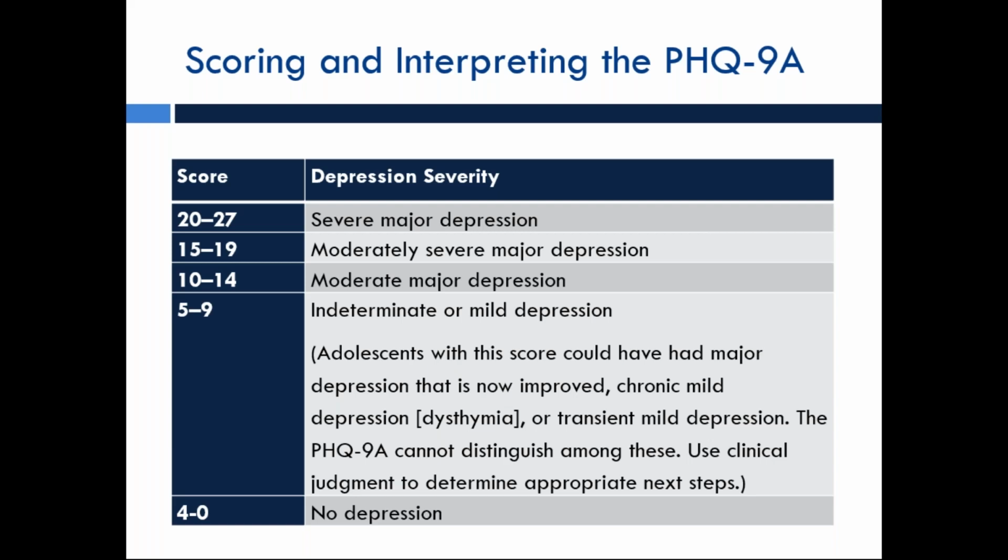A score of 10 to 14 indicates moderate major depression. So this is when we start to get into the positive category. A score of 15 to 19 is moderately severe major depression, and 20 to 27 is severe major depression.